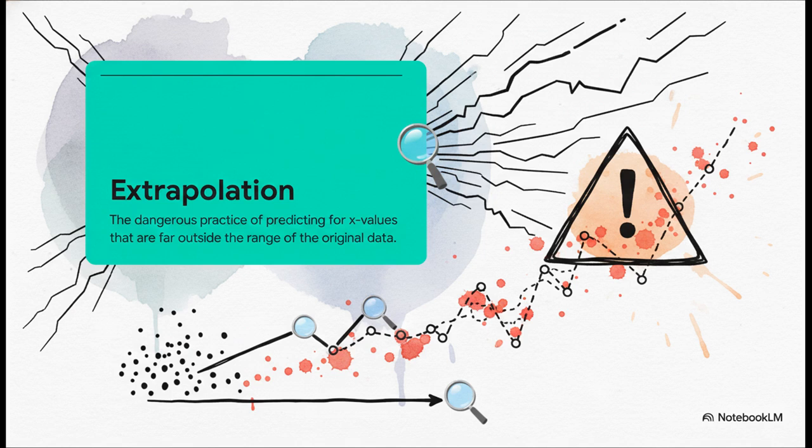But, and this is a huge but, this power comes with a giant warning label. There's a super common and really dangerous trap called extrapolation. It's what happens when you get cocky and try to make predictions for x values that are way outside the range of the data you actually have.